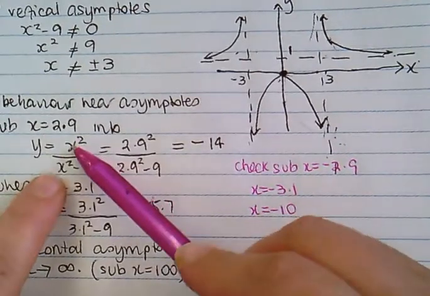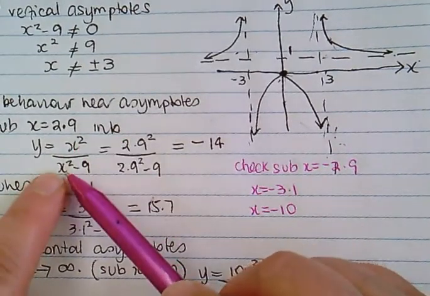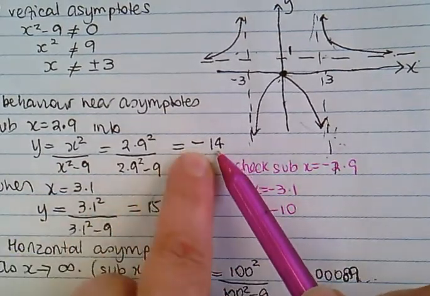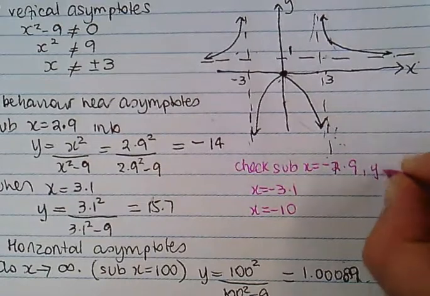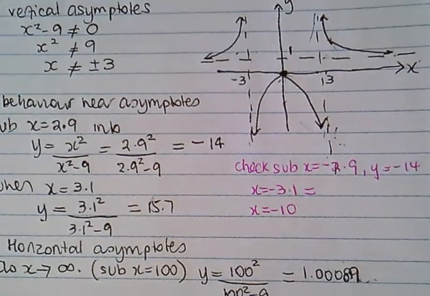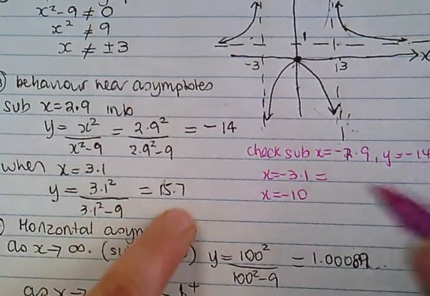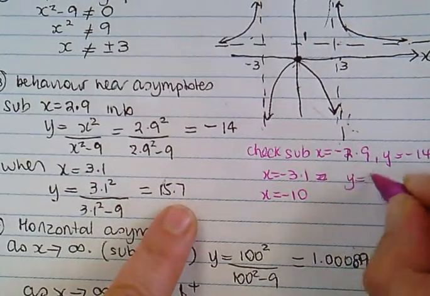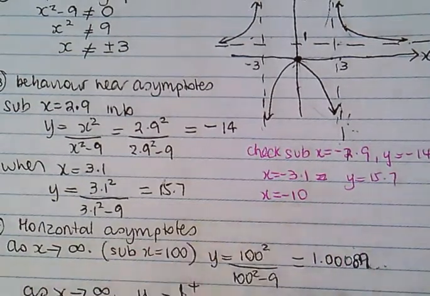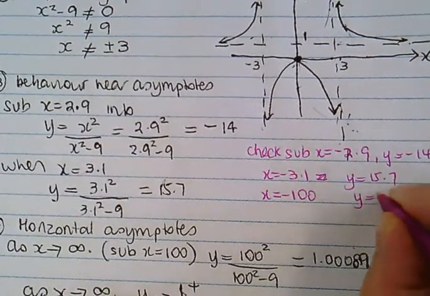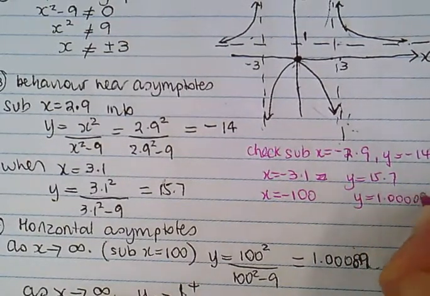If you put negative 2.9 in brackets and square it, over negative 2.9 in brackets squared minus 9, won't you get negative 14? Same answer. When you substitute negative 3.1, in brackets and squared, won't you get the same answer? And when you substitute negative 100 or negative 10, you're going to get the same answer, because it's squared, and a negative squared is a positive. You get y is 1.000, whatever it was, 9.